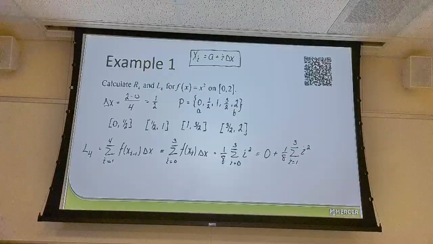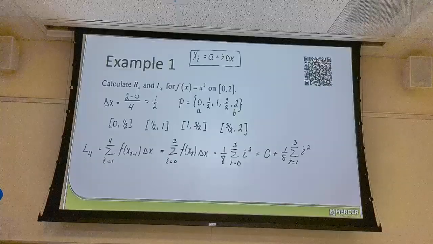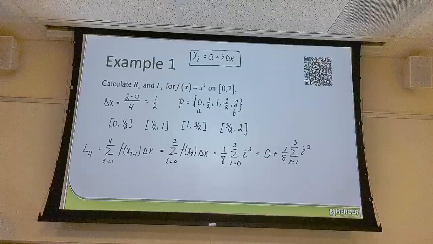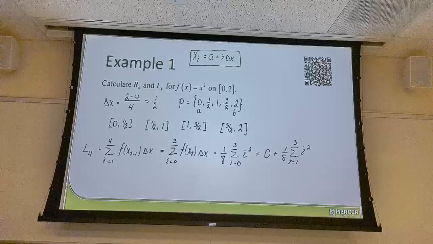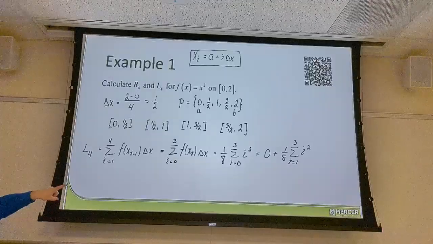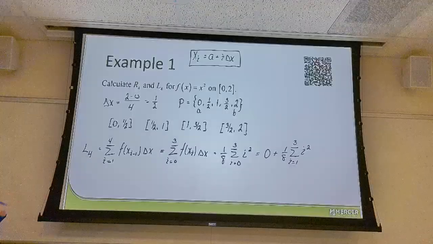If I do the 0th term plus the sum from 1 to 3, I get the sum from 0 to 3. Now I can use that formula. We got lucky in this sense that it gave us 0. It won't always.